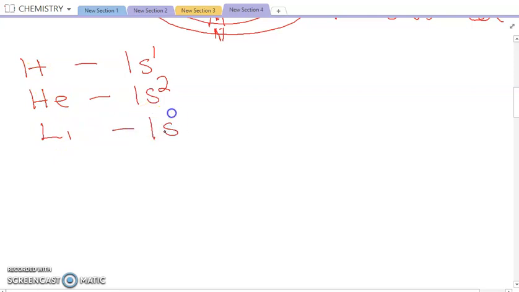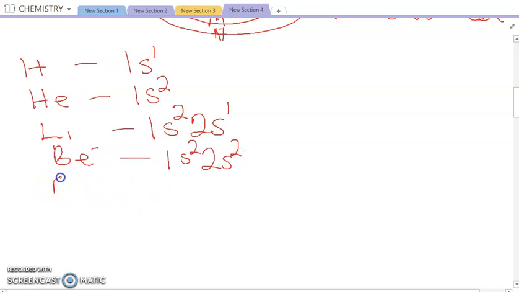Lithium will be 1s2, 2s1. Why is it so? Shell 1 is filled, so I need to go into shell 2. And each time I move into a new shell, the first orbital I see there is the s orbital. So for lithium, you have 1s2, 2s1. Then we have beryllium. Beryllium, so we have 1s2, 2s2. Then we have boron.